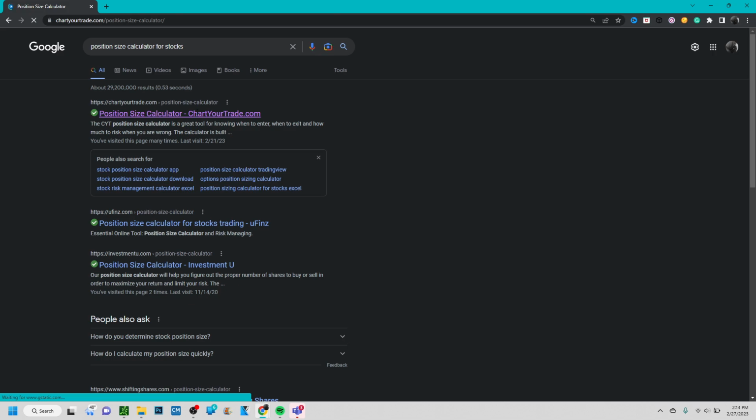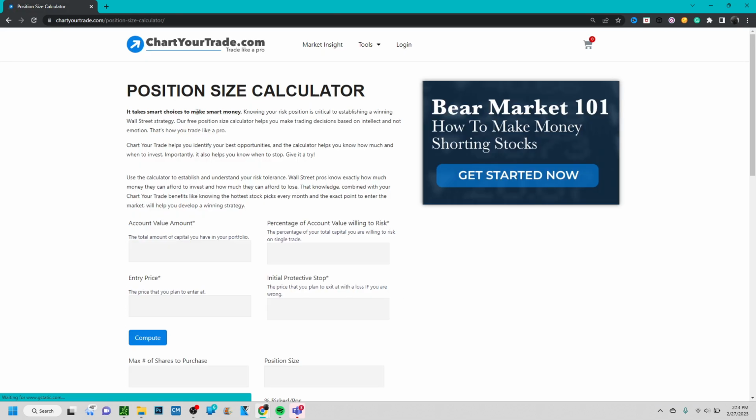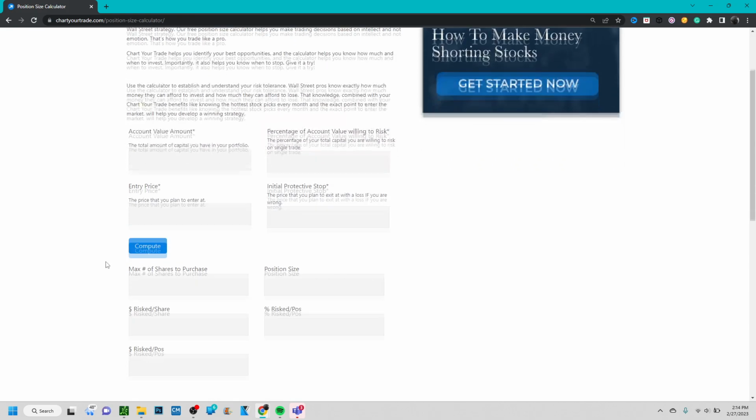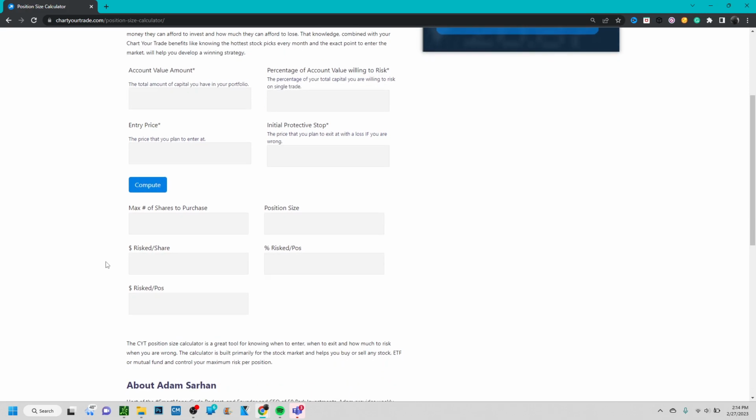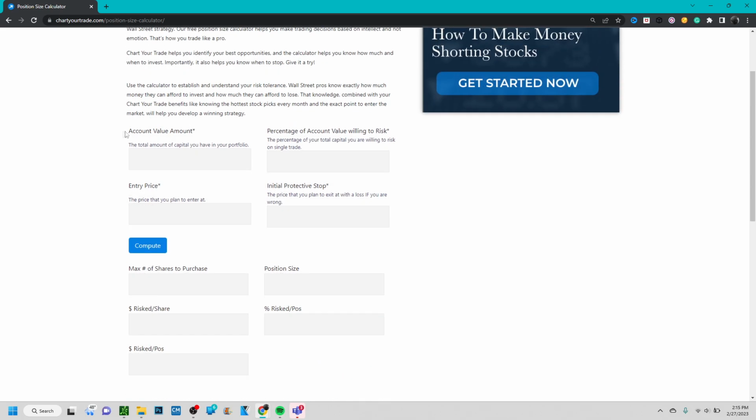There's a whole bunch of different apps you can use. You can look on the App Store and find a position size calculator. But simply, it's just a simple calculation where you're determining the numbers that we already have here. So as you see here, the first thing you want to look at is your account value. This is the total amount of capital you have in your total portfolio. So for this example, let's say we have $10,000 in our portfolio. Maybe you have $1 million, maybe you have $10 million, whatever. But for this given example, we have $10,000.